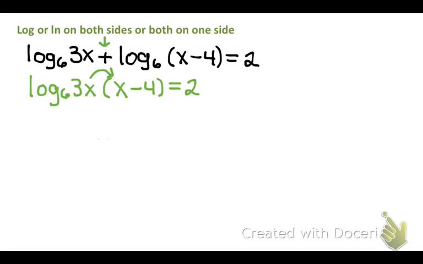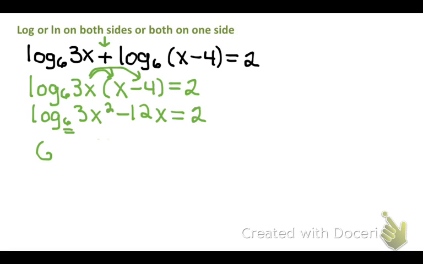We're going to go ahead and distribute the 3x, so we end up with log base 6 of 3x squared minus 12x equals 2. So at this point, we're going to go ahead and write it with exponents. So because it's base 6, we have 6 squared, and the square comes from the 2 over on the right-hand side, equals 3x squared minus 12x.